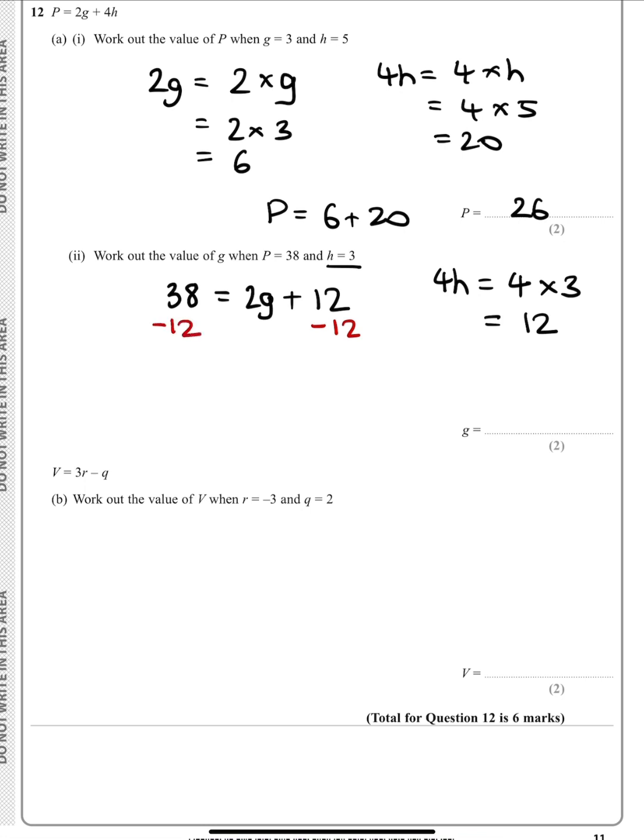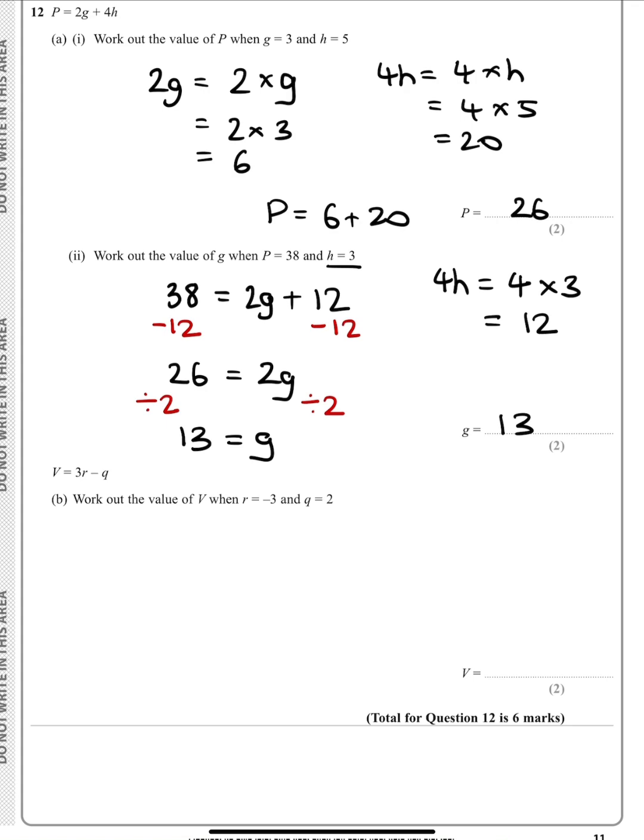So 38 minus 12 is 26. That's going to be equal to 2G. And now I need to do the inverse of 2 times G, which is dividing by 2. So I'm going to divide by 2 on both sides to isolate G and get it by itself. 26 divided by 2 is 13. So that means G is equal to 13.